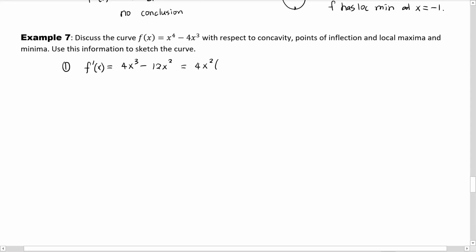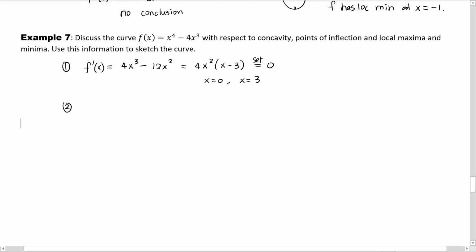What is the common factor? 4x squared. And then what's left? We have x minus 3. We set it equal to 0. If it's a polynomial, we set it equal to 0. If we have a quotient, we set the numerator equal to 0 and the denominator equal to 0, because critical points are in the domain, and either f prime is 0 or f prime does not exist at that point. Here we have x equals 0 and x equals 3. So these are the critical points.